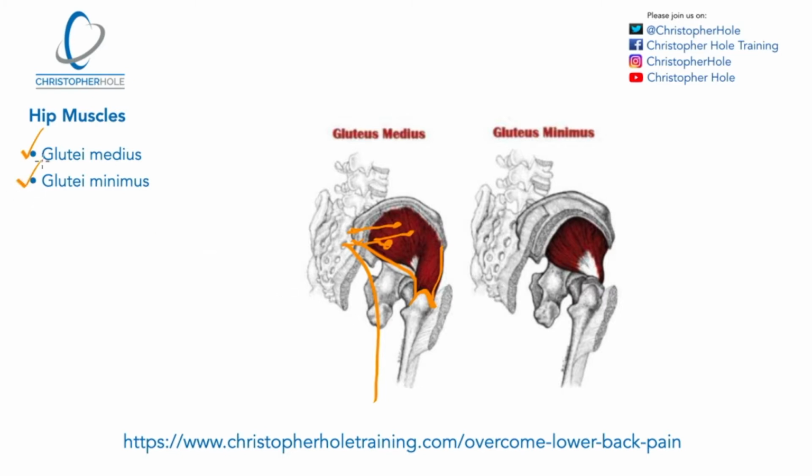And then we've got glute minimus, which is again a deeper lying muscle, which sits underneath glute medius.